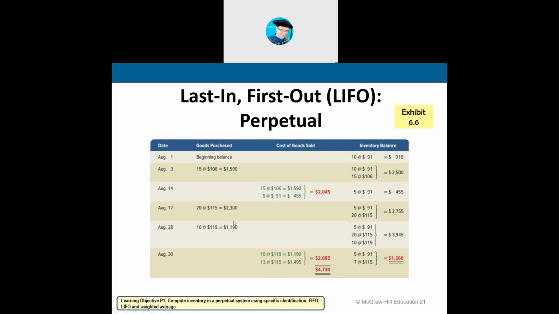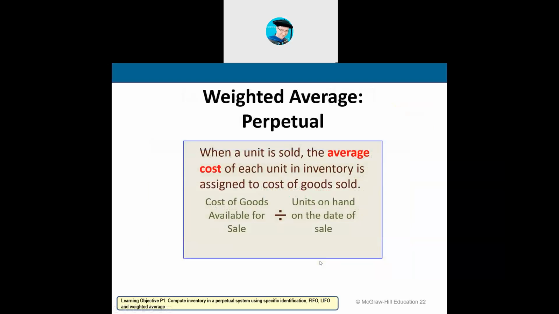I bought another 20 mountain bikes. I bought another 10. Then I made 2 more sales on August 30th. Sold 10 at 119. Why 119? Remember, last in, first out. My last purchase was $119 a bike. And then I sold the remaining 13 at $115 apiece, which is from the previous purchase of inventory. And that is the concept of last in, first out.